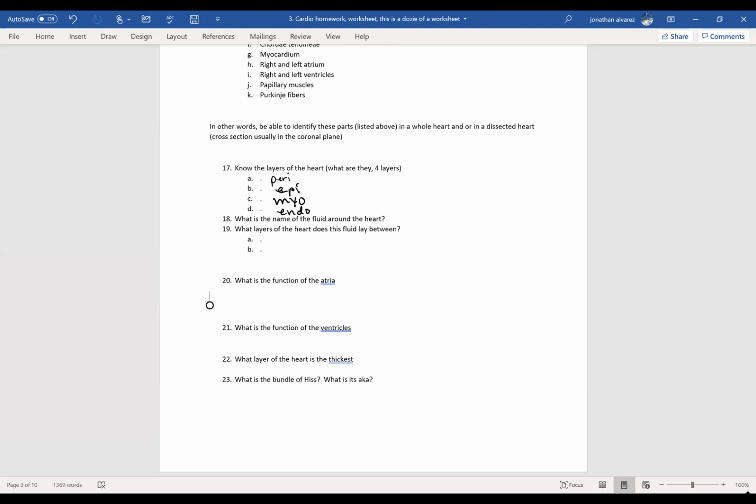Okay, it's a serous fluid. There's a serous fluid around the heart, and it's in between the pericardium and the epicardium. Excuse me, the pericardium and the epicardium. And it is designed to reduce friction as the heart is beating.